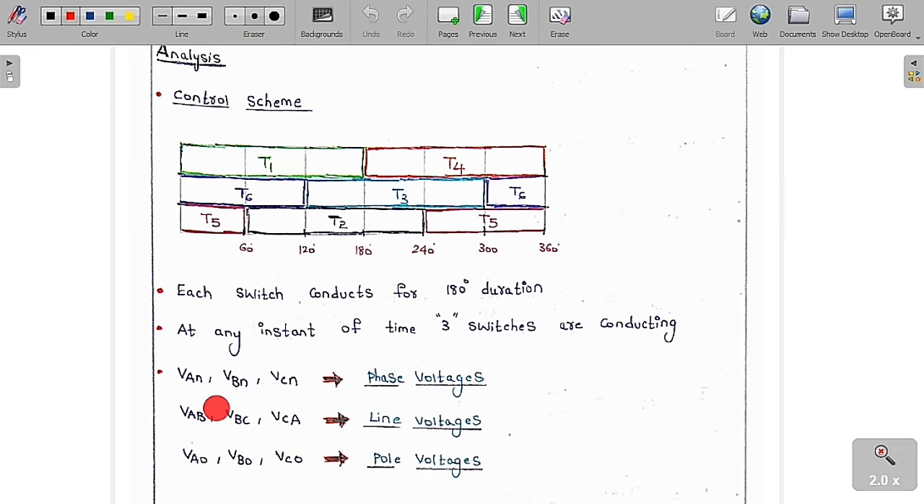Here VAN, VBN and VCN are called the phase voltages, which are the line-to-neutral voltages. Whereas the line-to-line voltages, VAB, VBC and VCA, are called the line voltages.